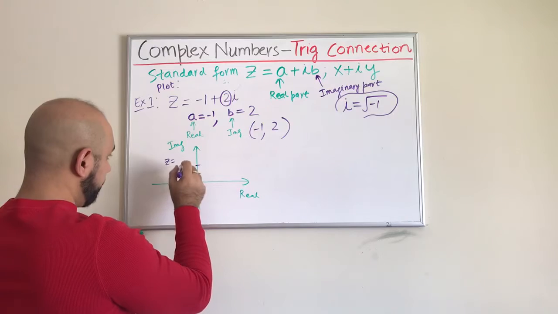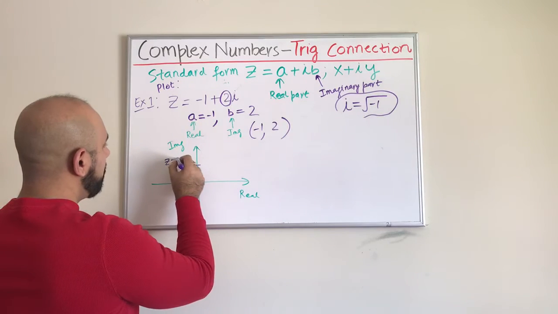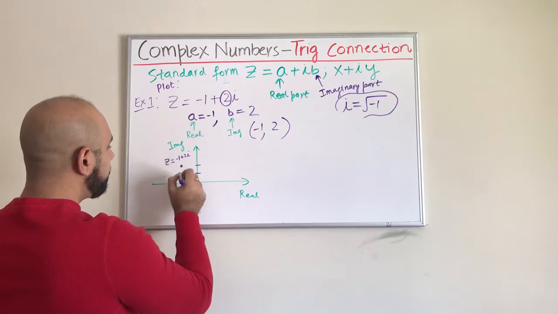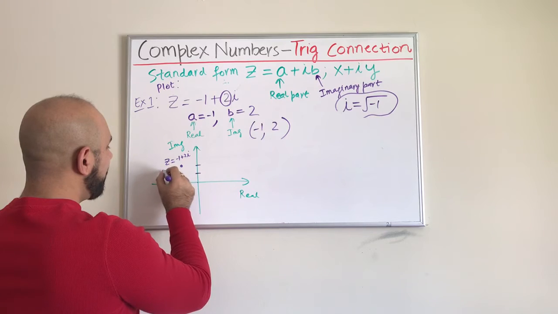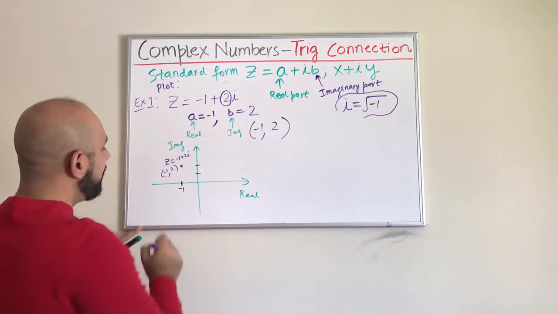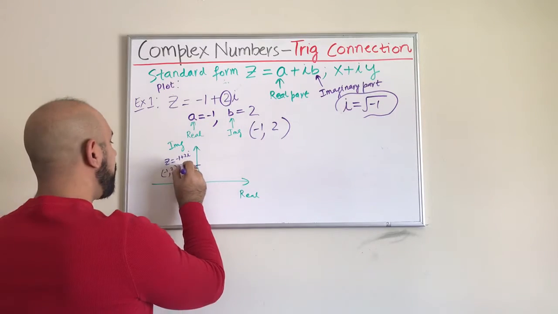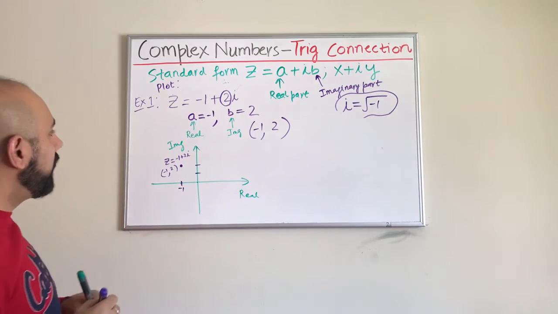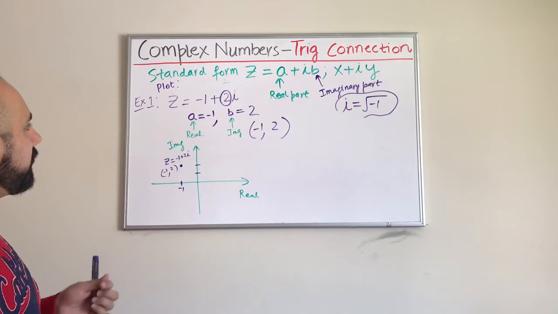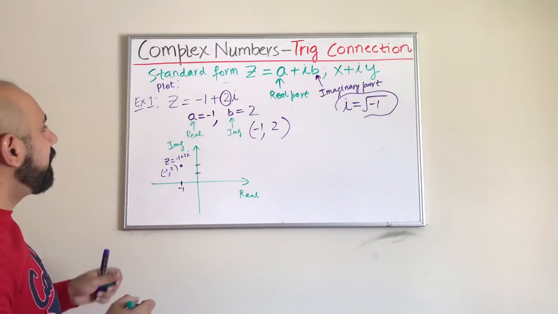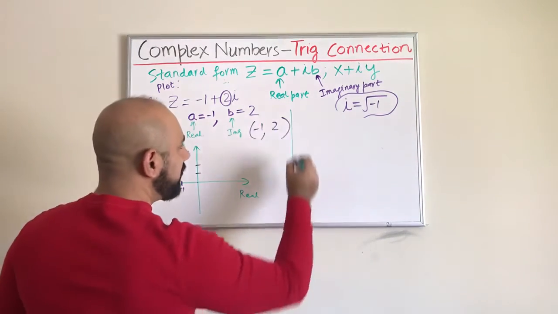This is the plot of my complex number -1 plus 2i, or you can also think of this as a coordinate pair, -1 and 2. Okay, this represents my complex number -1 plus 2i. So guys, it is pretty simple how to graph or how to plot a complex number. Let us look at one more example.